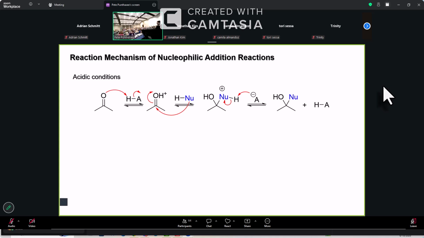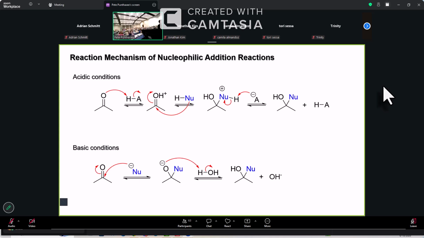All right. Under basic condition, basic like hydroxide. Imagine hydroxide. This guy is a strong nucleophile already. So first thing first, they do nucleophilic attack. See that? Okay. Followed by protonation on this guy. All right.